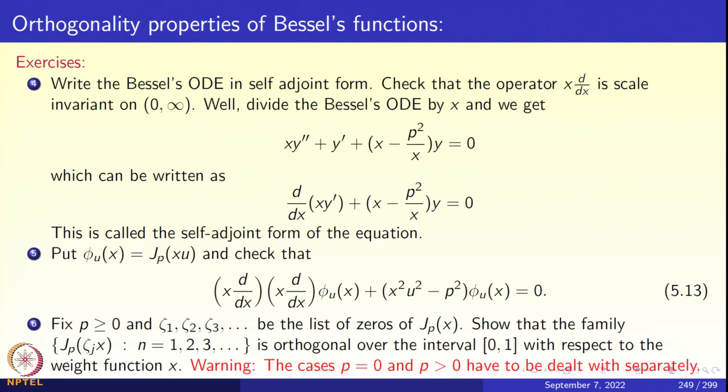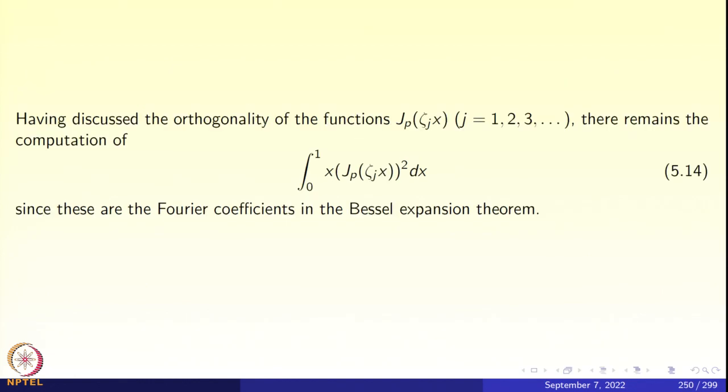So let's prove this result, which is given as exercise 6. Some easy verifications I will leave it to you to check. Having discussed the orthogonality of the functions, we must determine what is the normalizing factor. Remember that when you have c_1 phi_1 + c_2 phi_2 + c_3 phi_3 + ..., what are the c_i's? The c_i's are the inner product of f with phi_i divided by the norm of phi_i squared. What is the measure in the L2 space? x dx is the measure. So what is the norm squared? The norm squared is 5.14: the integral of x times J_p(zeta_i x) the whole squared dx. So these are the normalizing factors in the orthogonal system.